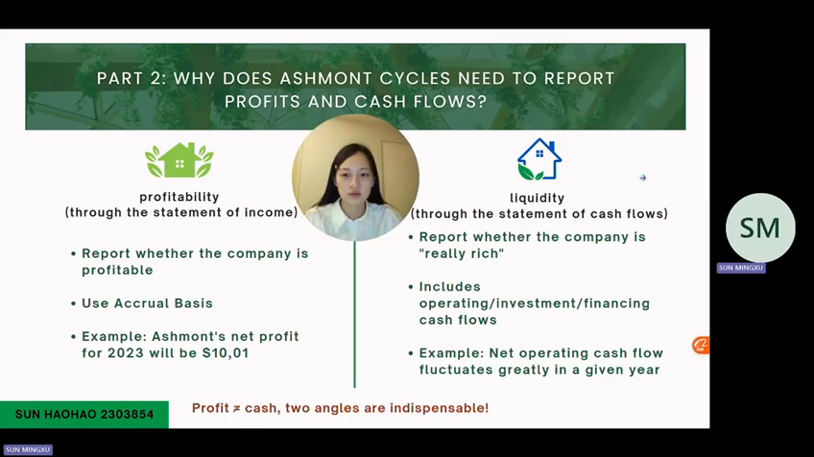In the daily operation of enterprises, profit and cash are 2 completely different concepts. Ashmont Cycles has a paper profit of more than $10,000, but when most of those sales are on credit, no cash comes in. The income statement tells us how much a business is making, while the cash flow statement tells us how much is left in our pockets. The combination of the 2 can completely see the health of enterprises.